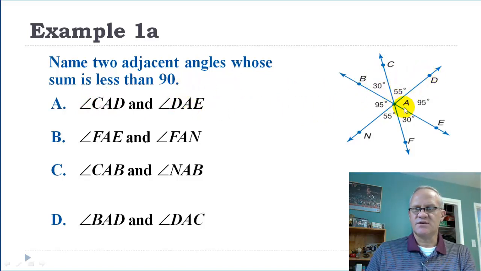DAE. Are those, first of all, adjacent? Yep, they share the same side. Are they less than 90? Well, 95 and 55, no, that's not less than 90, so it's not that one. What else?